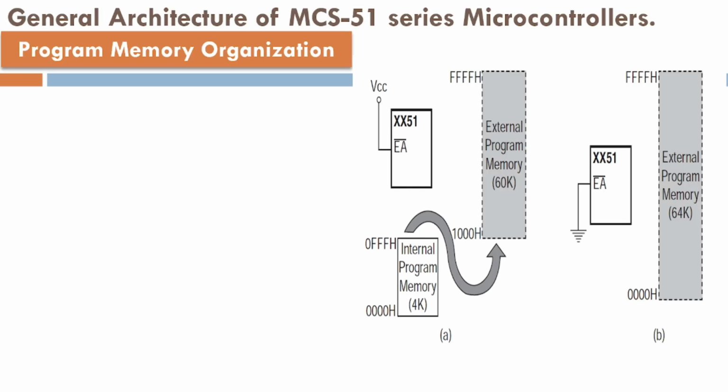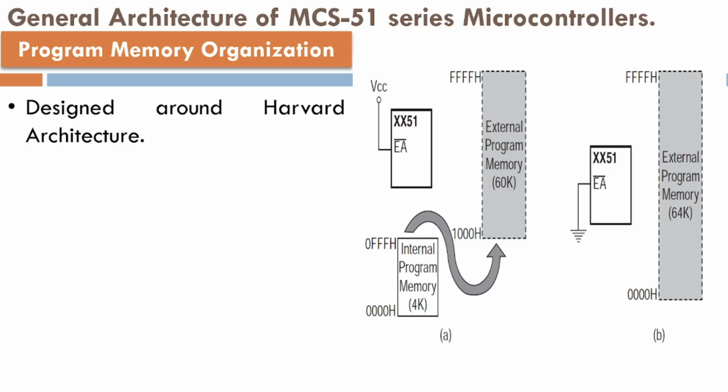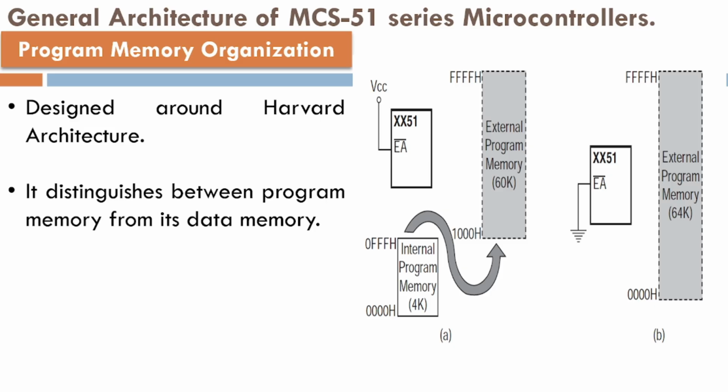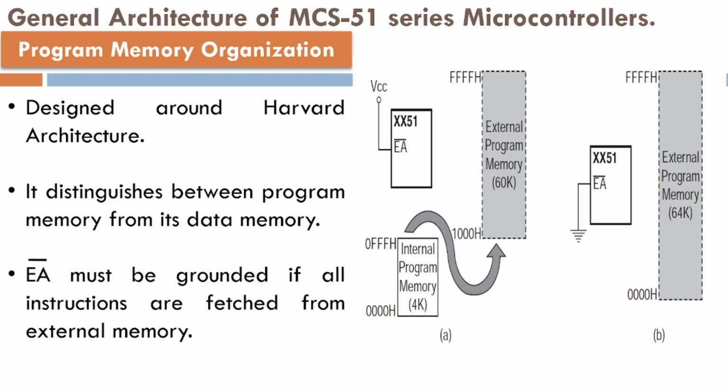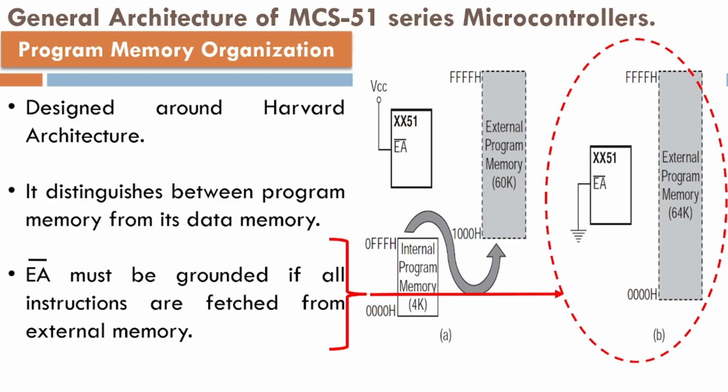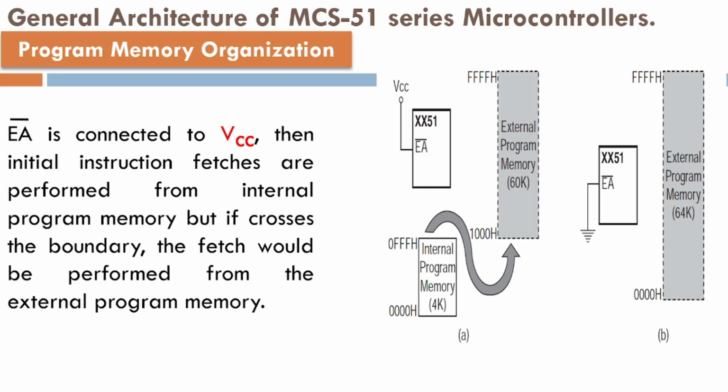To begin, the MCS 51 is designed around the Harvard architecture. This means it explicitly distinguishes its program memory from its data memory. The way the microcontroller fetches instructions depends on the external access, or EA, pin. If the EA pin is grounded, all instructions are fetched strictly from the external program memory.